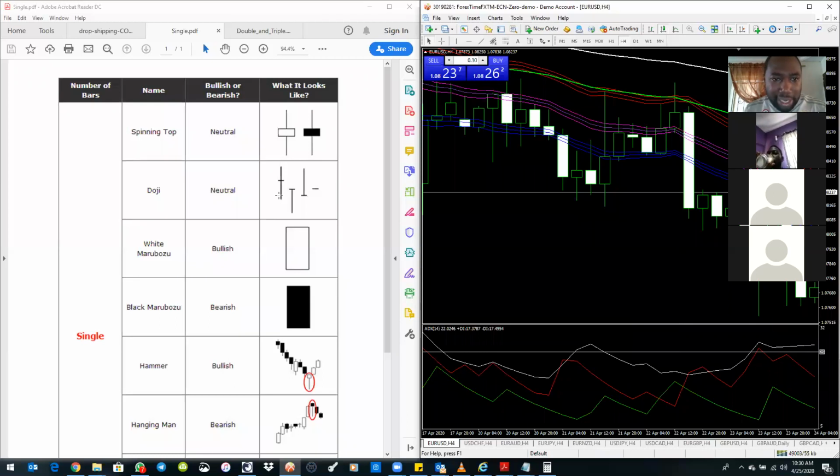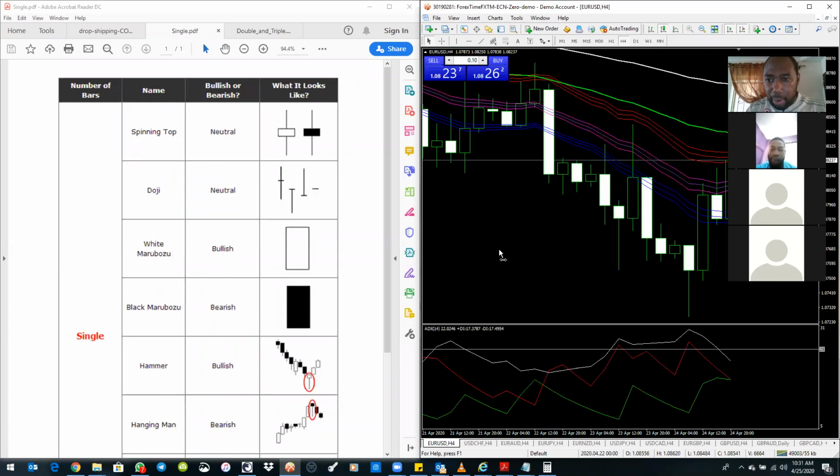The next one is a doji. It's called a doji, or in some places it's called a hammer. That is when the opening price and the closing price are the same, but then you have a very long peak.